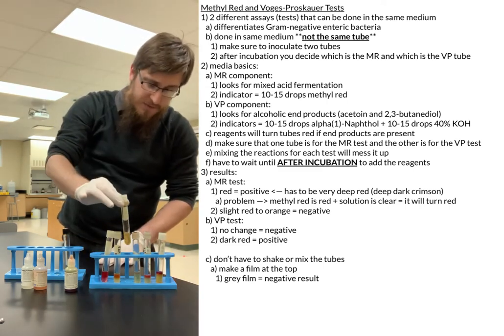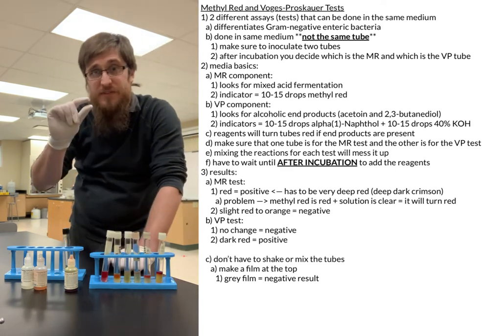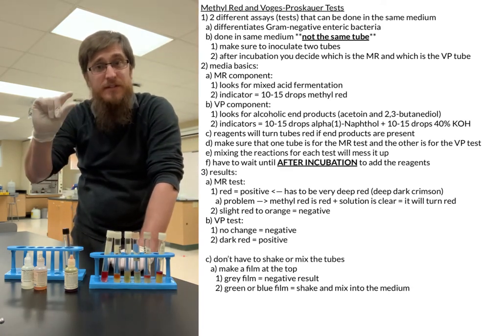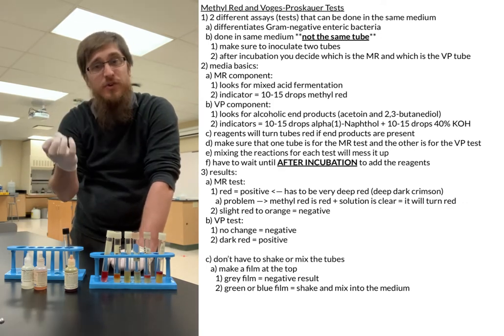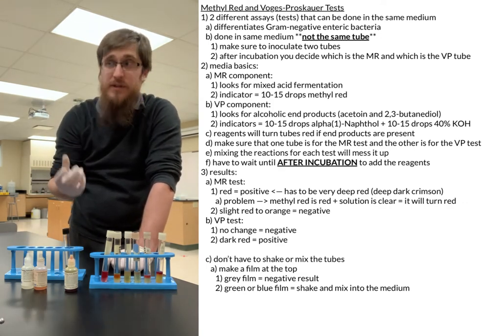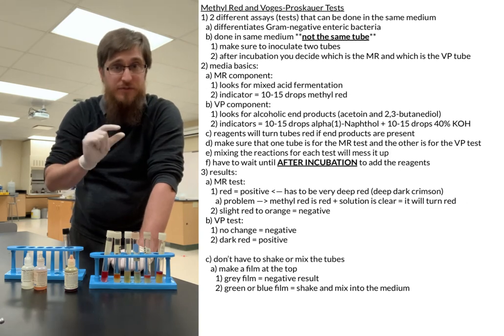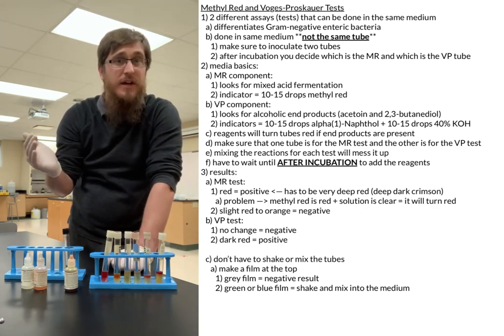But what we can sometimes see as well is that if you get a green band or a bluish band at the top, it just means that your VP reagents didn't soak into the medium. And at that point, you do have to shake it, because if you don't, you're not going to get any type of reaction.